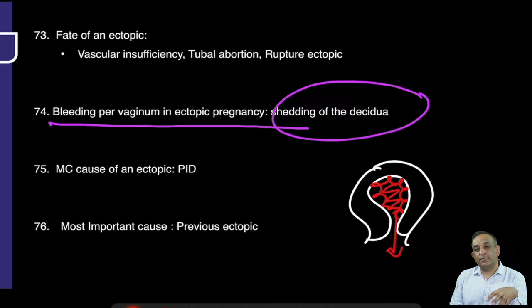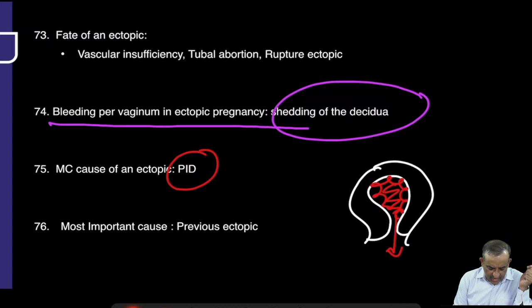So that's the triad, all of you know: amenorrhea for some time, pain abdomen and vaginal bleeding. That's the triad of an ectopic pregnancy. Most common cause of an ectopic is PID and most important cause is previous ectopic. Please don't say previous ectopic is the most common cause of an ectopic.